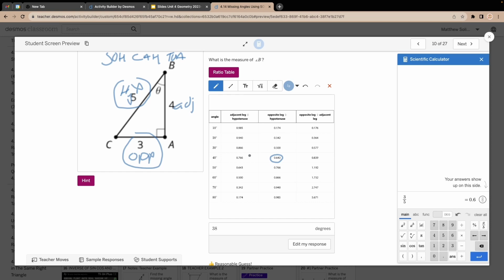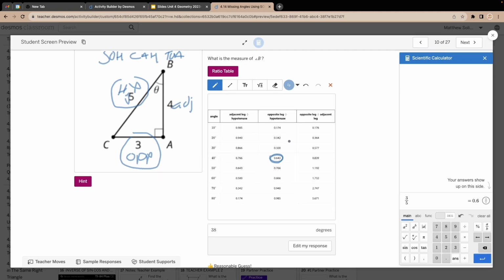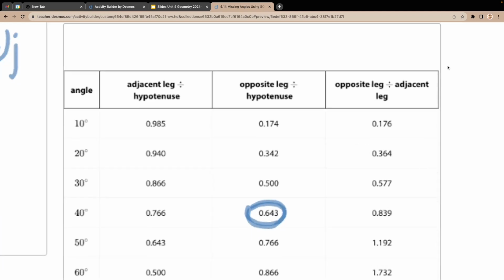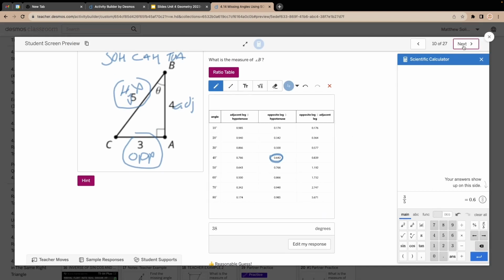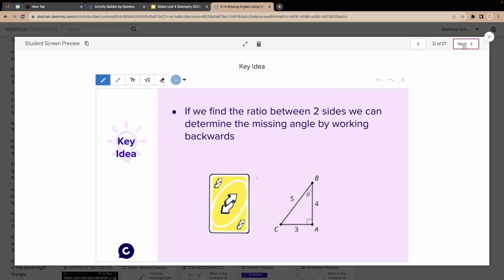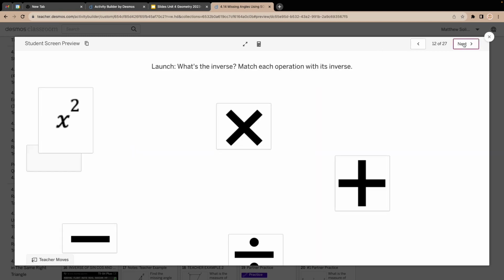So we're working backwards. We're going to divide them, and once we know that decimal, we'll know what the reference angle is. All right. So that was kind of where we were going using the table, but we're going to just use the calculator so we don't have to use the table. So we can work backwards, right? If we have two sides, we can work backwards to find the missing angle using sine, cosine, and tangent.